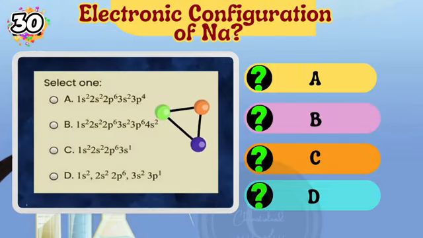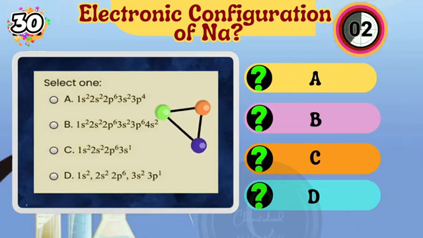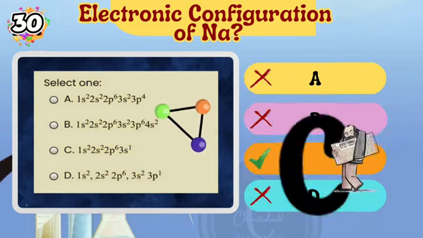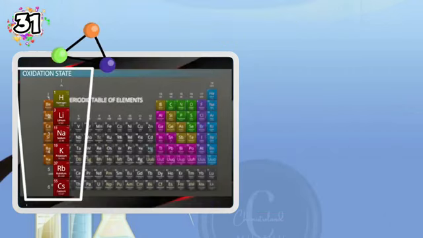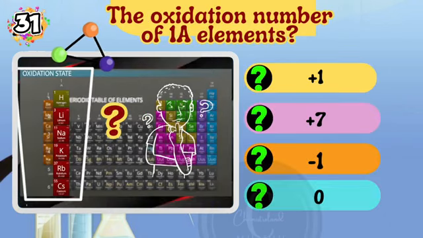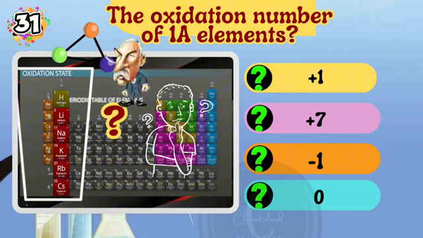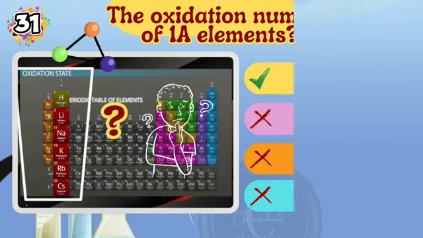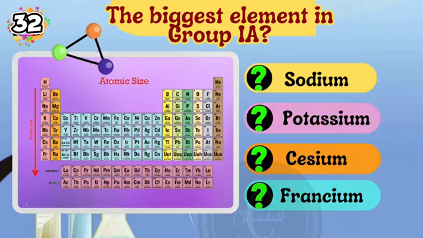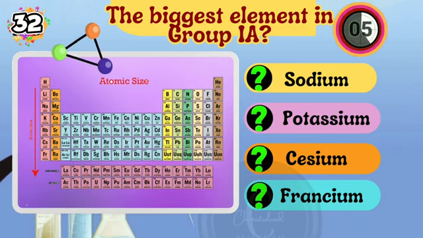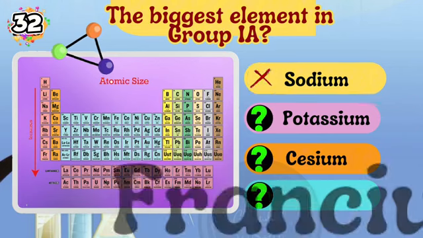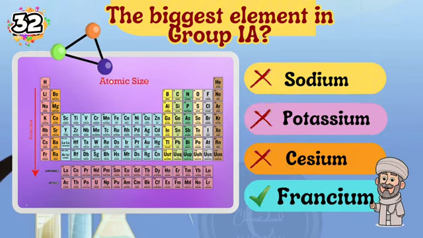Choose the electronic configuration of sodium. Option C is the right answer. The oxidation number of 1A elements is... it is +1. The biggest element in group 1A? The right answer is francium.